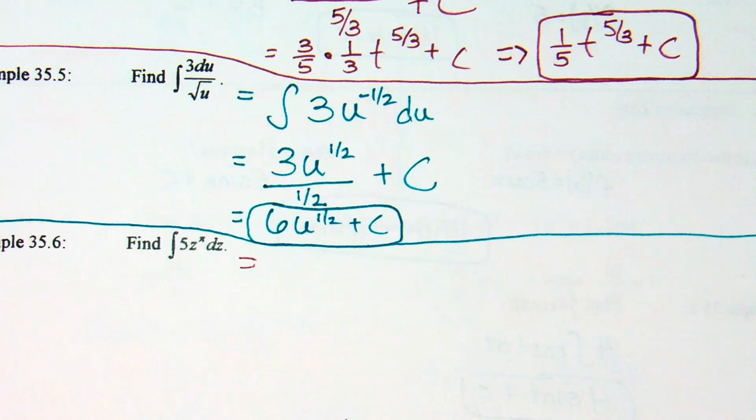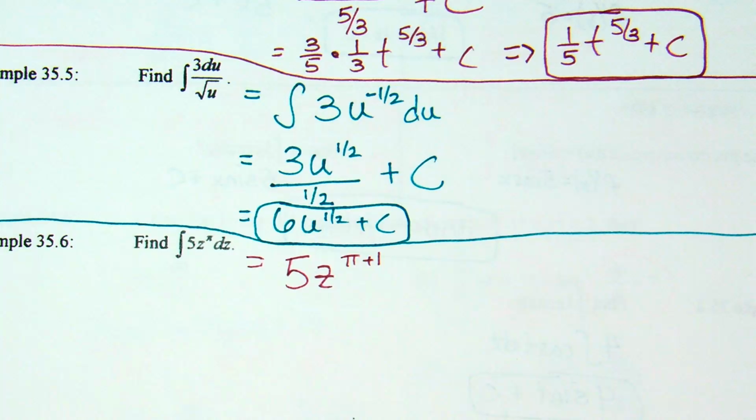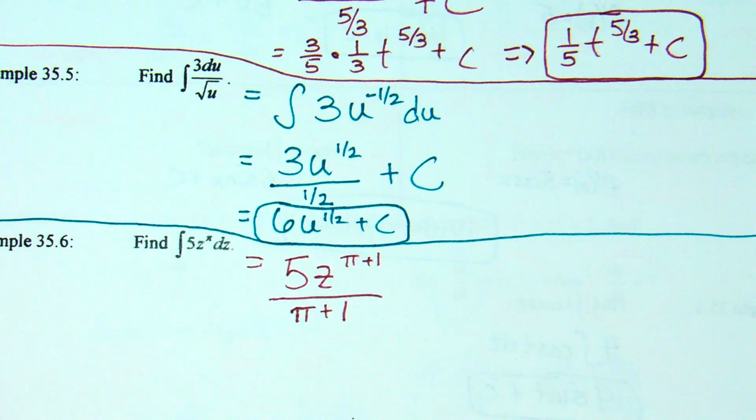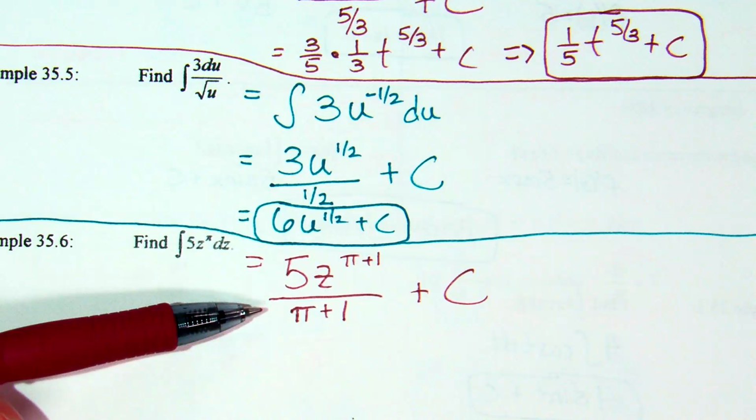So 5z to the pi plus 1. We're going to write it as pi plus 1. That's fine. And then what? Divide by that new power, which is pi plus 1. Don't forget, plus c. This one, in all honesty, I'm going to clean it up kind of, but this is pretty neat as well. I'm okay with this. The other option is to pull all constant pieces out front and say 5 over pi plus 1 times z to the pi plus 1 plus c.